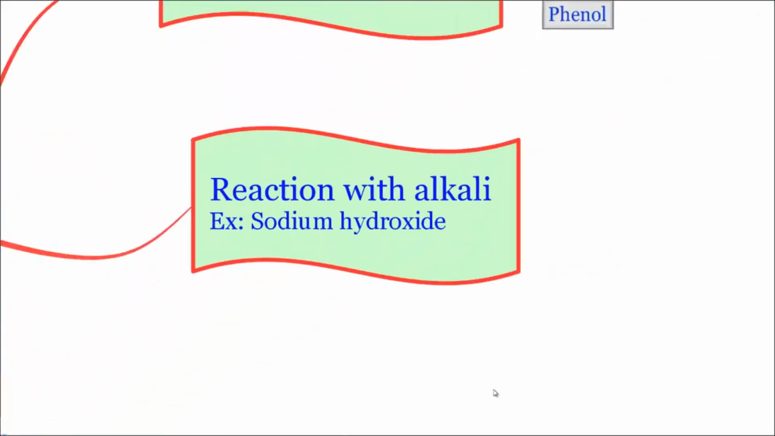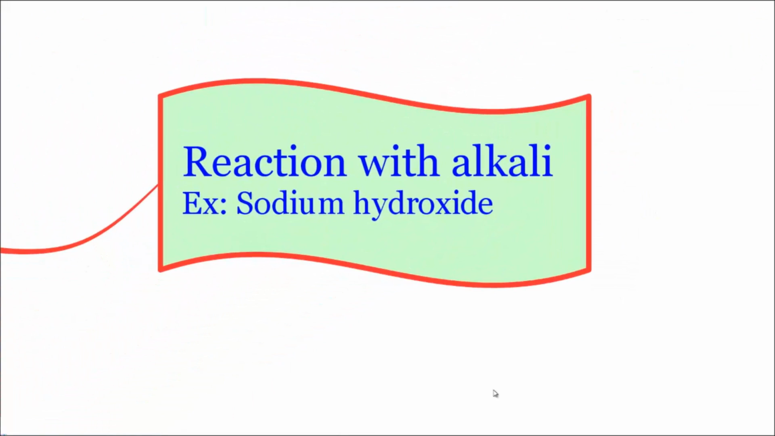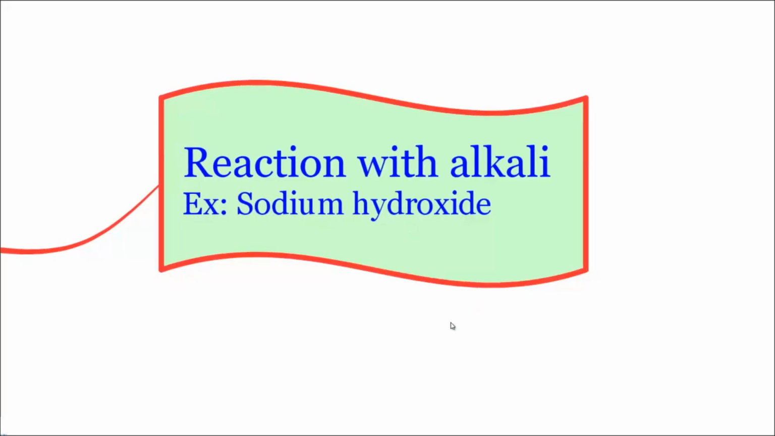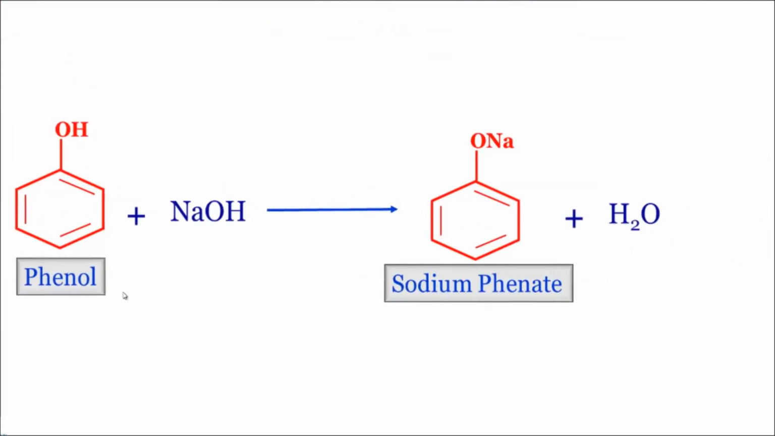Now, let's take up the second example which shows phenol is acidic in nature. That is the reaction with an alkali, or a base. The example that we are considering is sodium hydroxide. Let us see what happens to phenol when treated with sodium hydroxide. Phenol, C6H5OH, plus NaOH, that is sodium hydroxide, which is a base, which is an alkali, will form salt and water. The salt formed is sodium phenate.